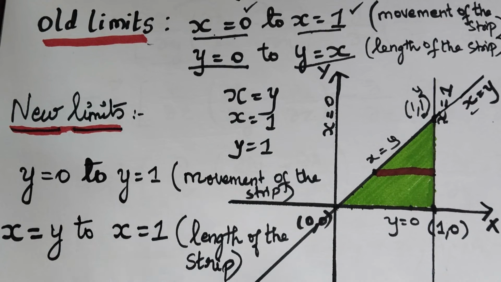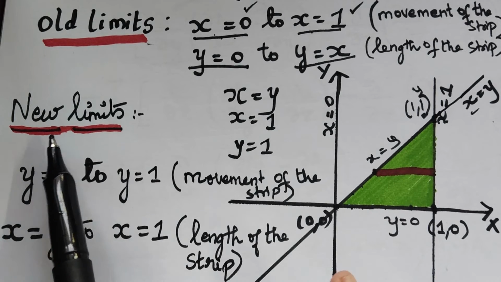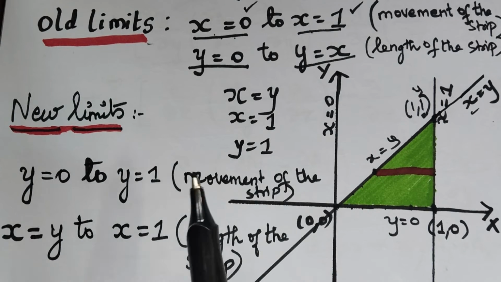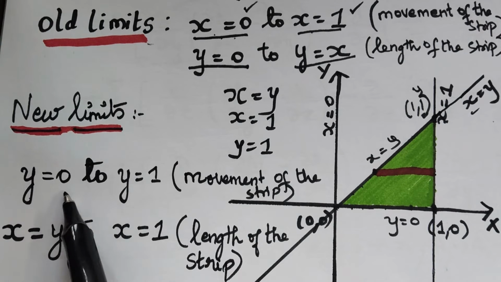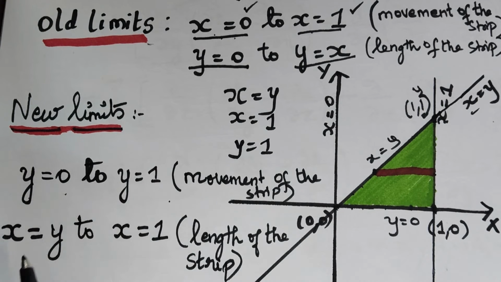So now after finding this, we have obtained the new limits. So what is the limit of the outer integral? It will be y equal to 0 to y equal to 1. And what will be the limits of the inner integral? It will be x equal to y to x equal to 1.